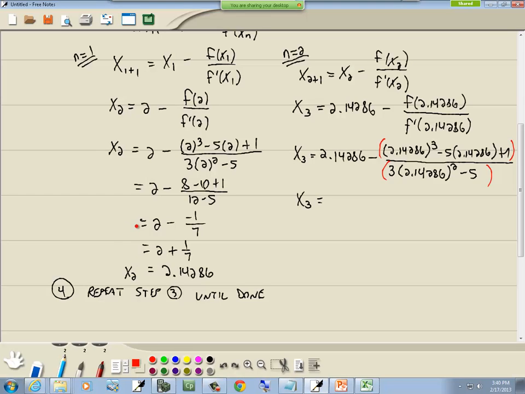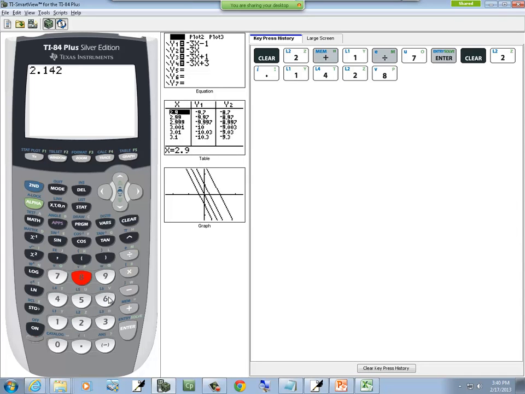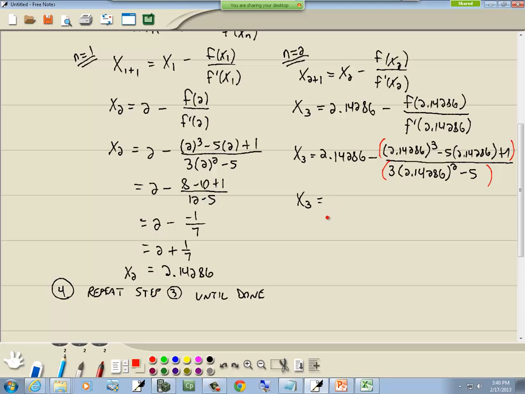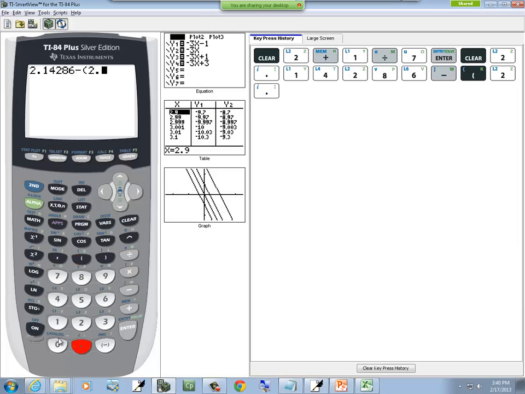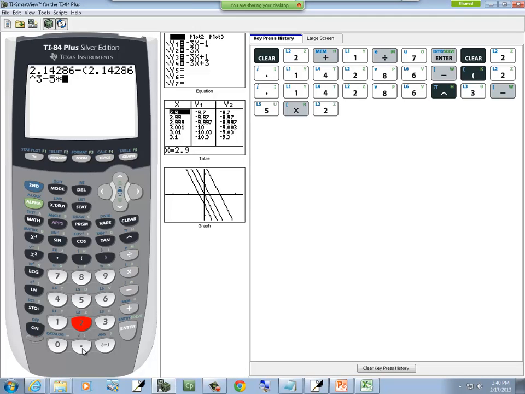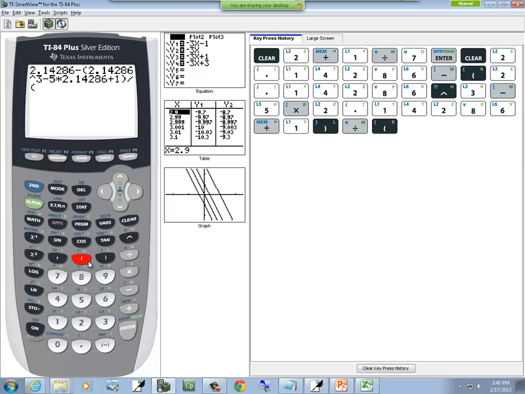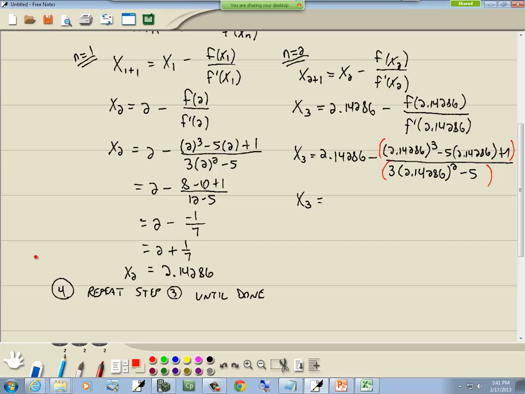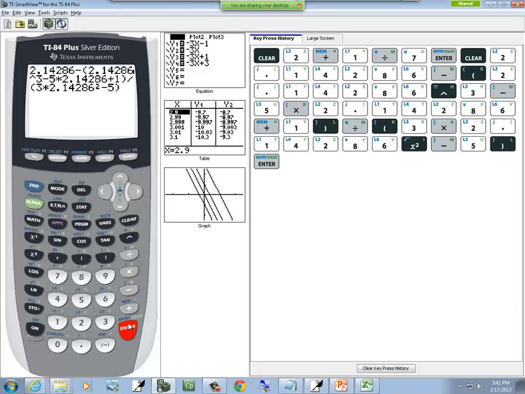Okay, so we got 2.14286 minus, and then parentheses around the top part, and then 2.14286 caret 3, because we add that to the third power, minus 5 times 2.14286 plus 1, closing parentheses on the top, divided by beginning parentheses on the bottom, 3 times 2.14286 squared minus 5. Closing parentheses and then enter.